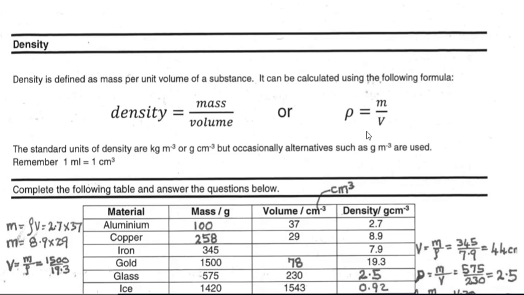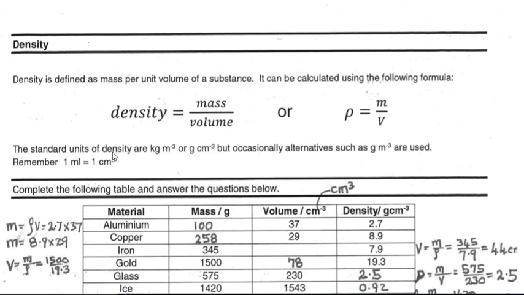So in this video we're going to look at some GCSE questions about density. Density is defined as mass per unit volume of a substance. It can be calculated using the following formula: density equals mass divided by volume, or in symbols, rho, that's the Greek symbol rho there, equals m divided by v.